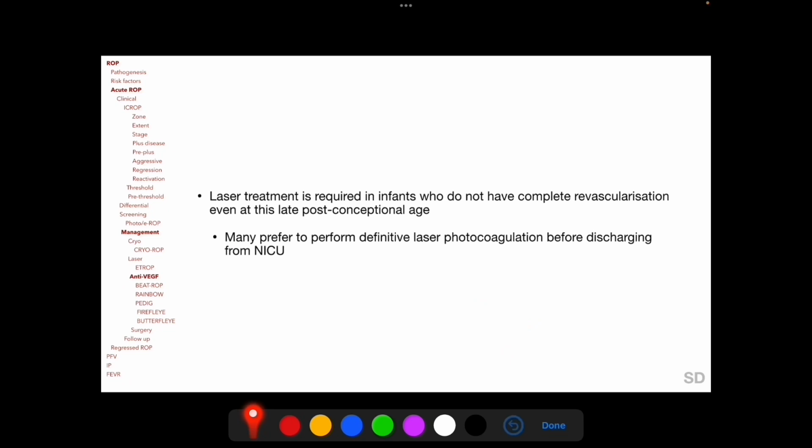And following anti-VEGF therapy, laser treatment is required in infants who do not have complete revascularization of the peripheral retina even at this late, that is 65 weeks or more post-conceptional age, and many prefer to perform definitive laser photocoagulation before discharging these patients from NICU.